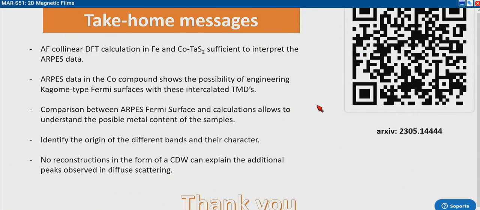So you can find more details about our work in the arXiv, and these are the main messages: with these collinear DFT calculations, you can give an understanding to the Fermi surfaces. With these intercalated compounds, you can engineer Kagome type Fermi surfaces, and you can describe what the origin of the different bands is. And also, our phonon data showed that there are no predicted reconstructions in the form of charge density wave in this material. So that diffuse scattering data you see has to have a slightly different origin.